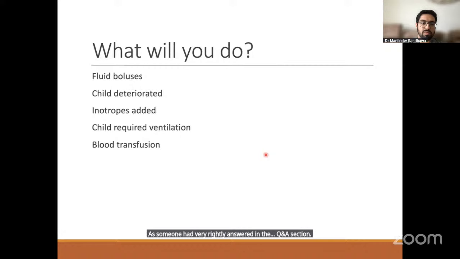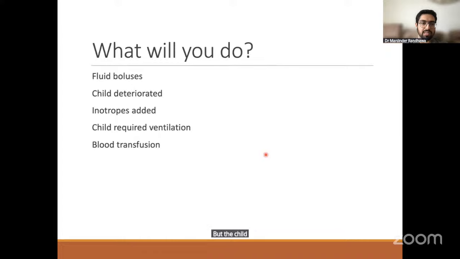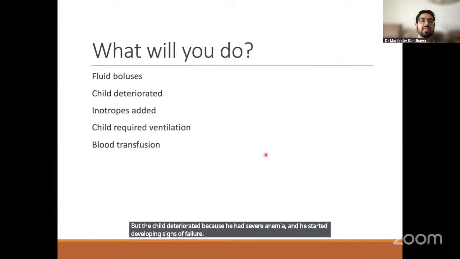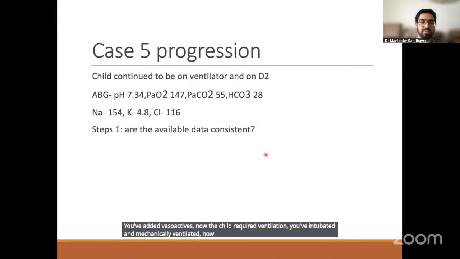So now this patient obviously presented to you in shock. You gave him a little bit of fluid boluses, but the child deteriorated because he had severe anemia and he started developing signs of failure. You've added vasoactives now. The child required ventilation. You've intubated and mechanically ventilated. Now you've given a blood transfusion.